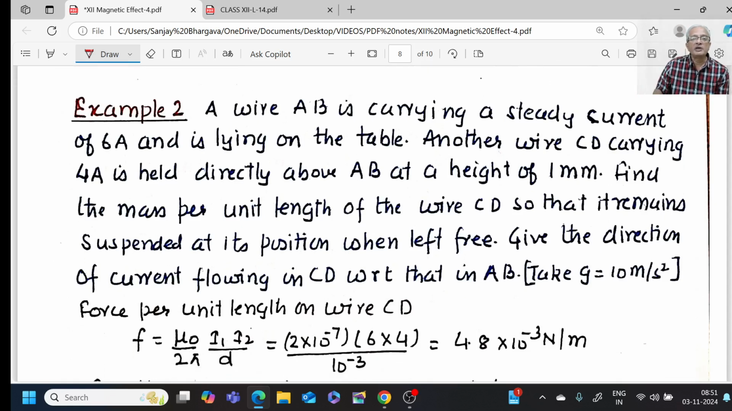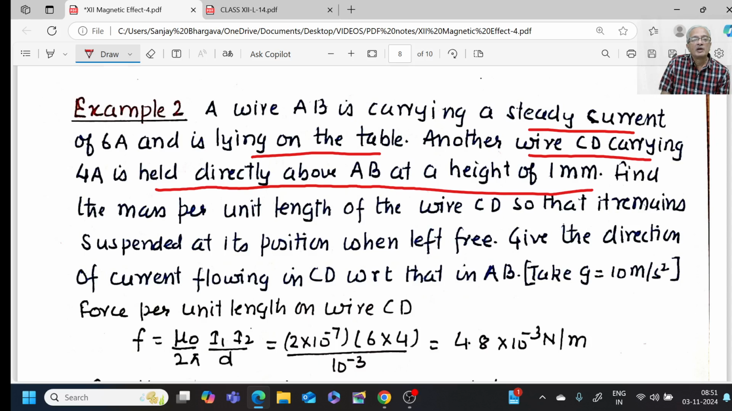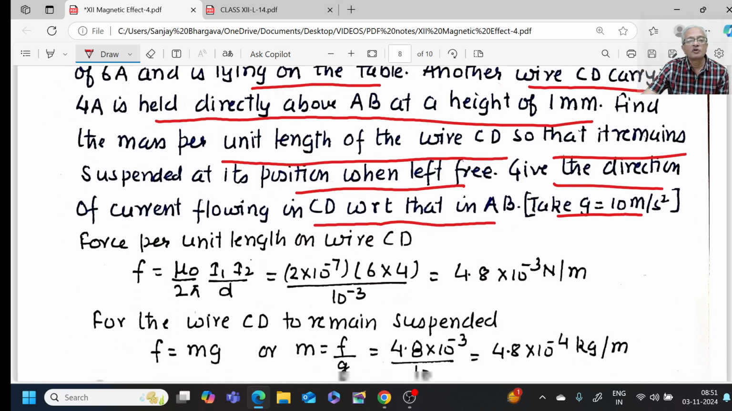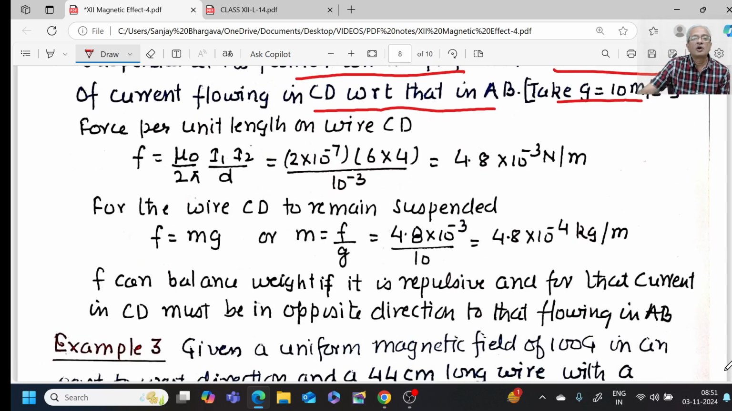A wire AB is carrying a steady current of 6 ampere and is lying on the table. Another wire CD carrying 4 ampere is held directly above AB at a height of 1 mm. Find the mass per unit length of the wire CD so that it remains suspended at its position when left free. Given the direction of current flowing in CD with respect to the AB, take g as 10 meter per second square.